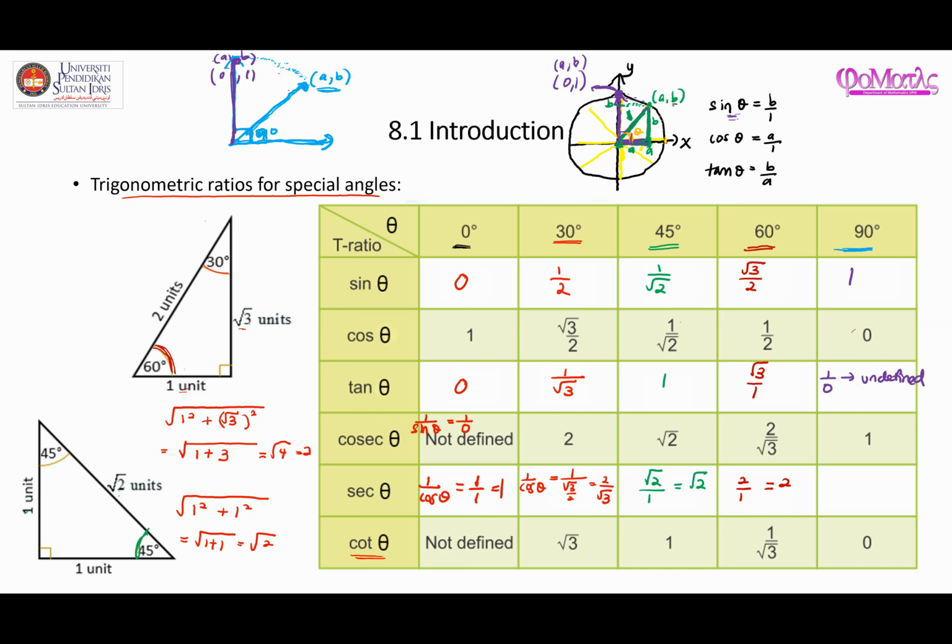Next, secant of theta is 1 over cos theta. So cos theta is 0, so 1 over 0. And again, this is also undefined.